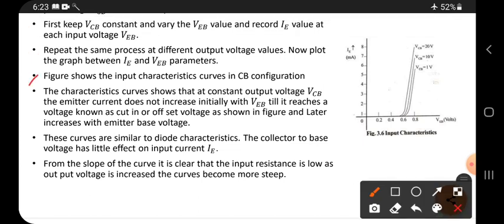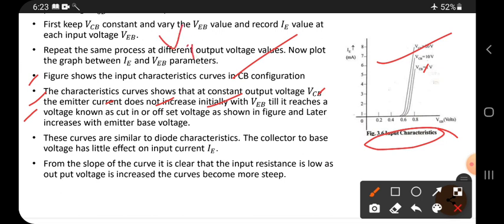Figure shows the input characteristics curve in CB configuration. So it is a CB configuration input characteristics. The characteristics curve shows that at constant output voltage VCB, the emitter current does not increase initially with VEB. So VEB you are changing, but initially IE cannot change, till it reaches a particular voltage, that is called cut-in or offset voltage.